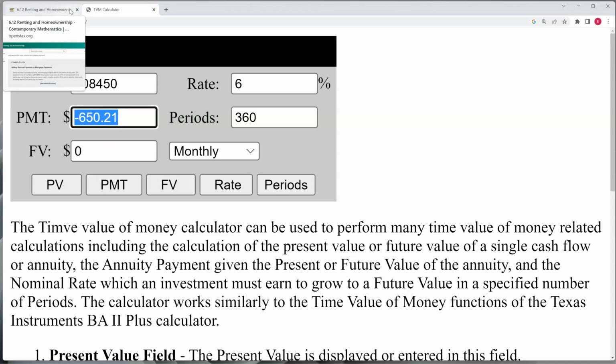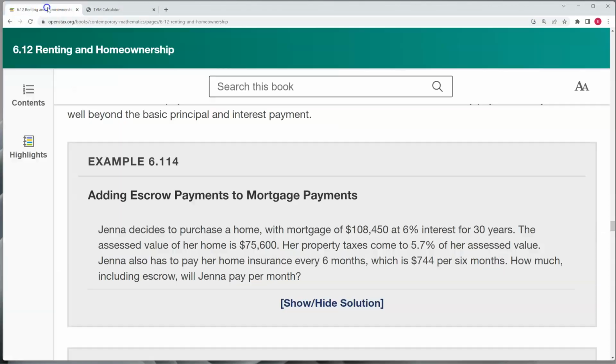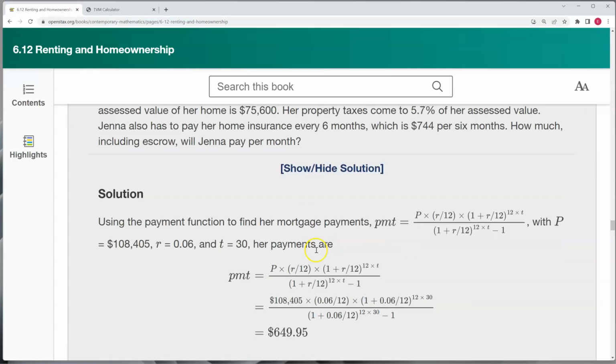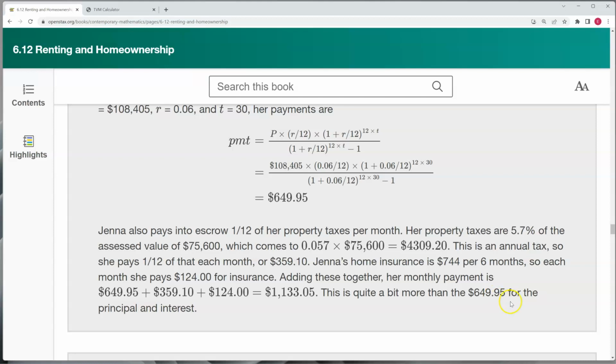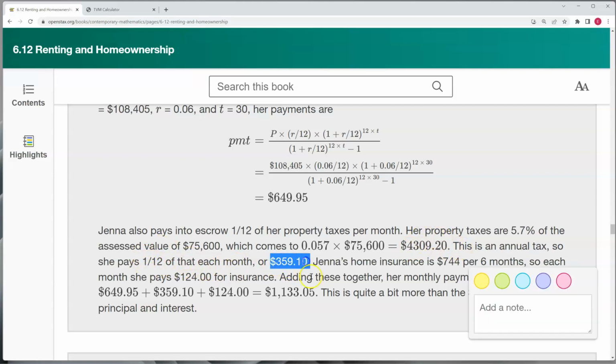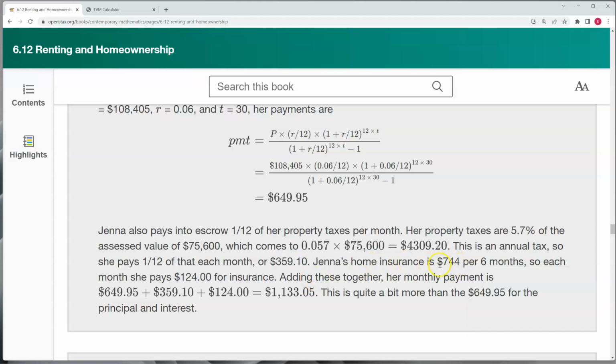And we're going to add to that the insurance and the property tax. So let's look at that. What ends up happening is we got that $4309.20, and we divided that by 12, because that was each month. So we get $359.10. And then the $744 for 6 months, so that's $124.